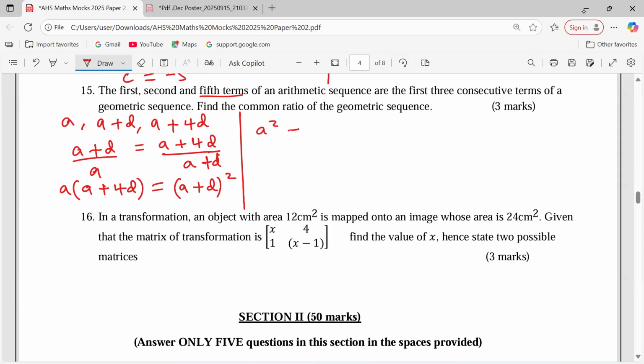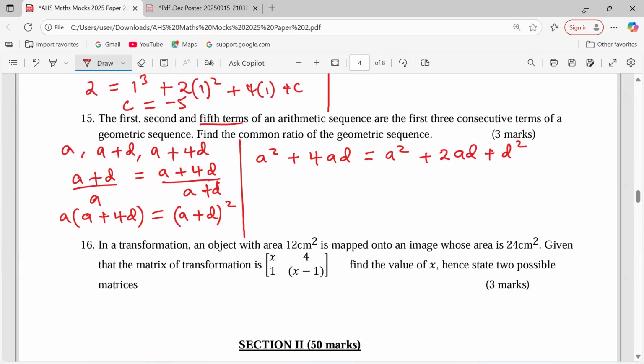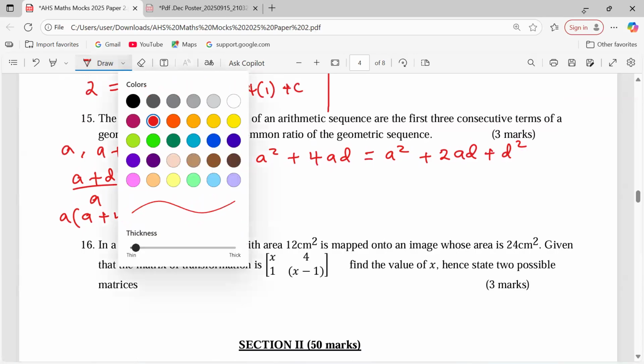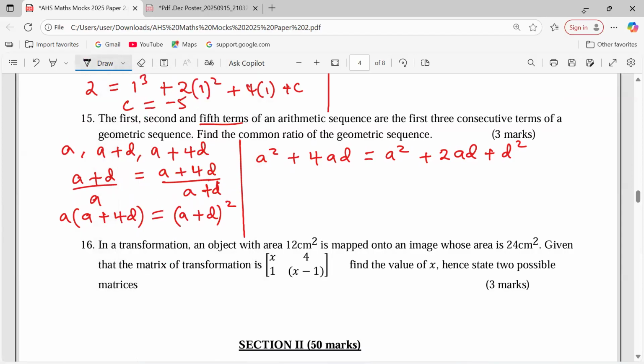A squared plus 4AD. This is the same as A squared plus 2AD. I'm just using the quadratic identities to expand, so I don't use the long method of expansions. D power 2. That is it. So we need to get the common ratio, and of course, in its simplest form. We can now start the grouping of terms.